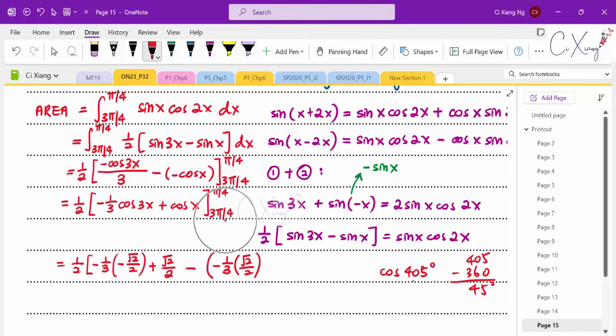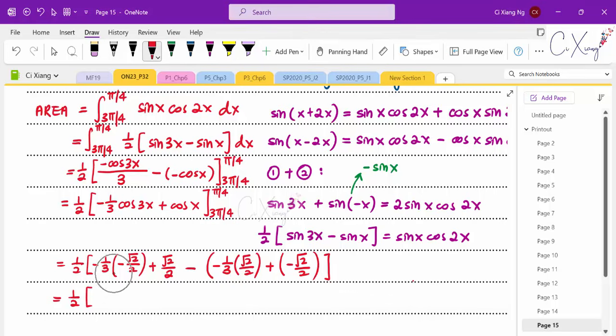Then after that, substitute 3 pi over 4 inside the cos x. So cos 3 pi over 4 is in the second quadrant, so you're having negative 2 over 2. Okay, so after you substitute all the values, then slowly simplify it. Okay, you have to do it very, very carefully because the equation looks a bit complicated also.